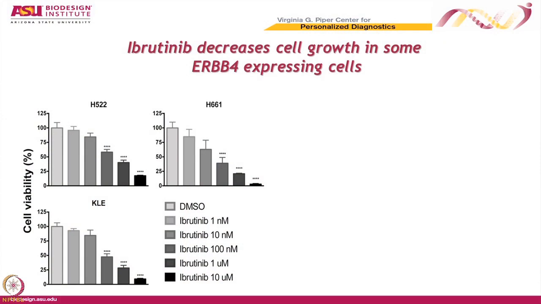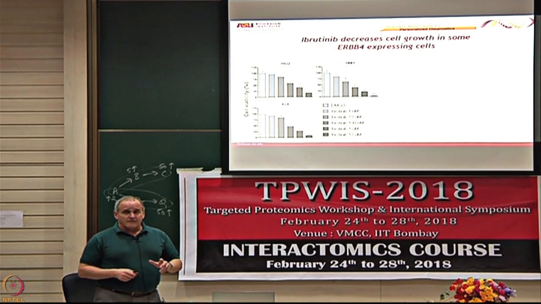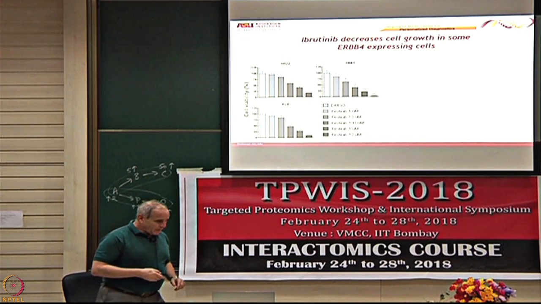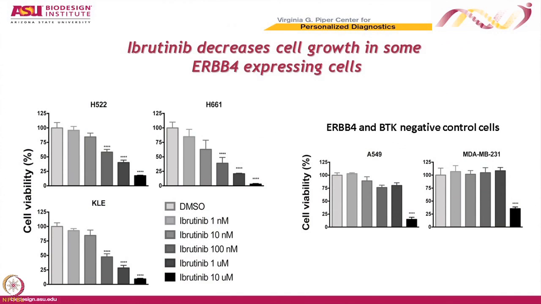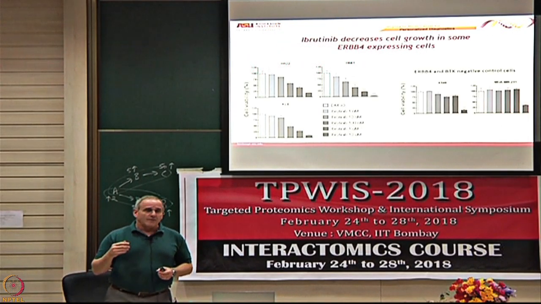So then we did a dose response curve, which is the logical thing to do next, and that's what you get. So adding increasing amounts of drug, you see increasing inhibition of cell growth. So that looks like ibrutinib is inhibiting a cell line that has high ERBB4 and no BTK. So you can't argue that this is due to BTK. Okay, and then we did a couple of key controls. We looked at cell lines that were either ERBB4 negative or BTK negative, and sure enough, neither of these cells were responsive to drug.